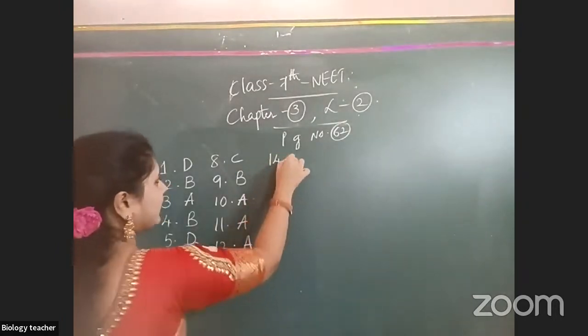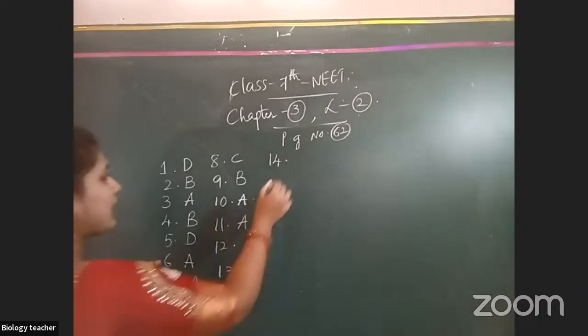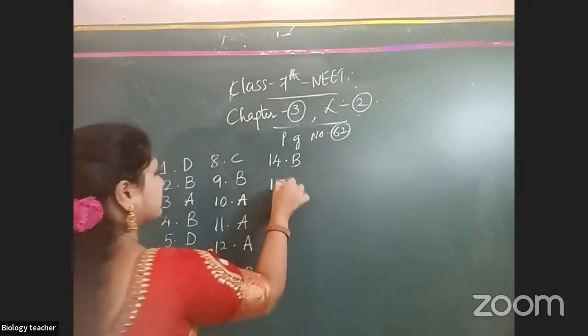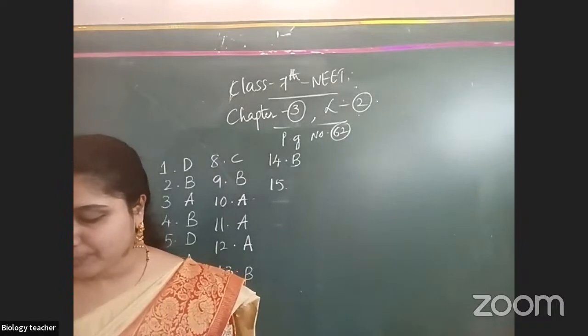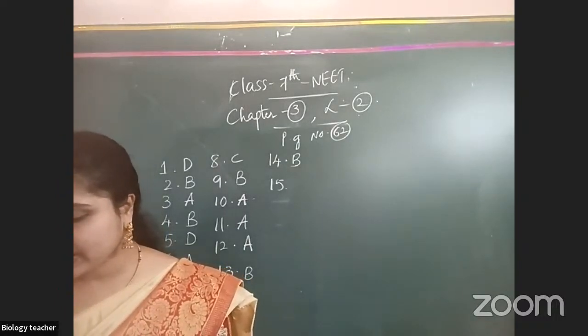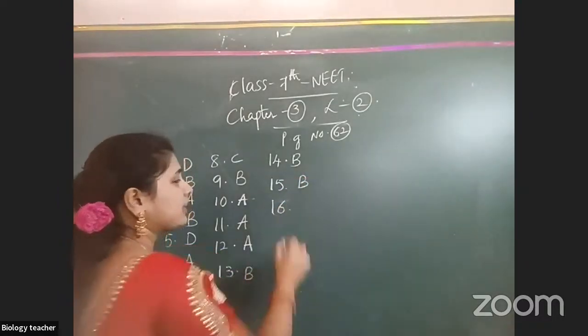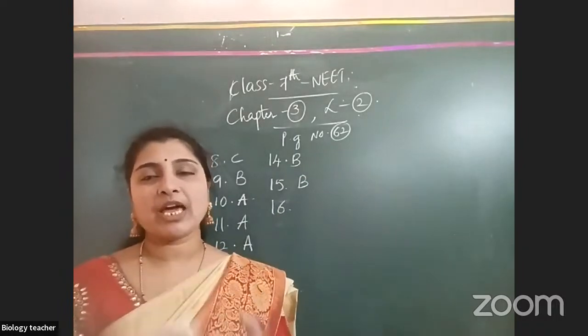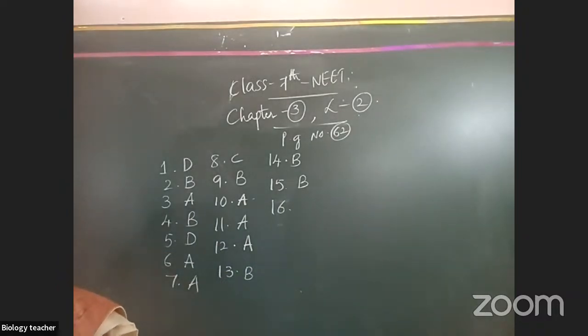Next, 14th one. Name the chemical used to test the presence of CO2 in exhaled air. Lime juice, lime water, limestone, quicklime. So the answer is lime water. Option B. Next, question number 15. The number of times a person breathes in a minute is termed as breathing rate. How many times we are breathing in a minute is known as breathing rate. Next, 16th one.